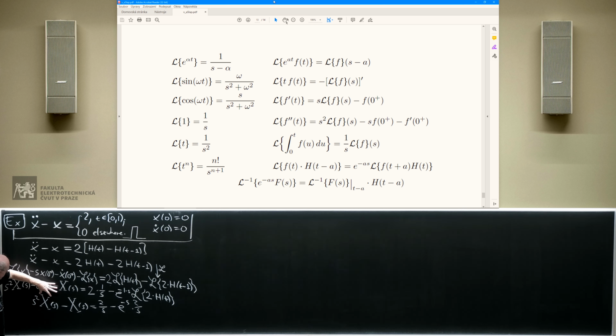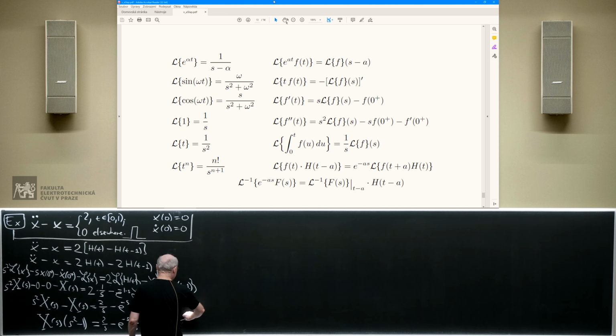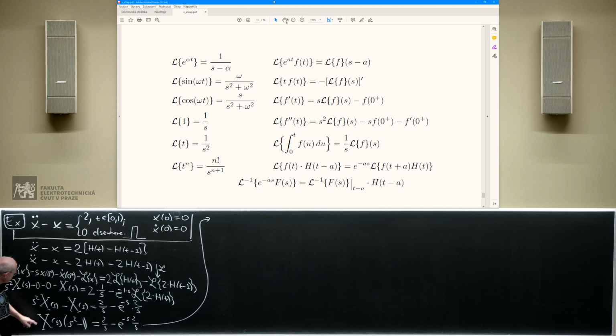I'm going to factor out X(s), because that's what I'm aiming for. And then there is s squared minus 1, which is nice. And on the right, we have 2 over s minus e to the negative s times 2 over s. And we are ready to solve our equation. Finally, how much is X(s)?